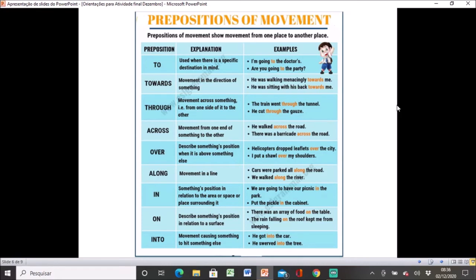On. Describes something's position in relation to a surface. Example: There was an array of food on the table. The rain falling on the roof kept me from sleeping. And finally, into. Movement causing something to hit something else. He got into the car. He soared into the tree.